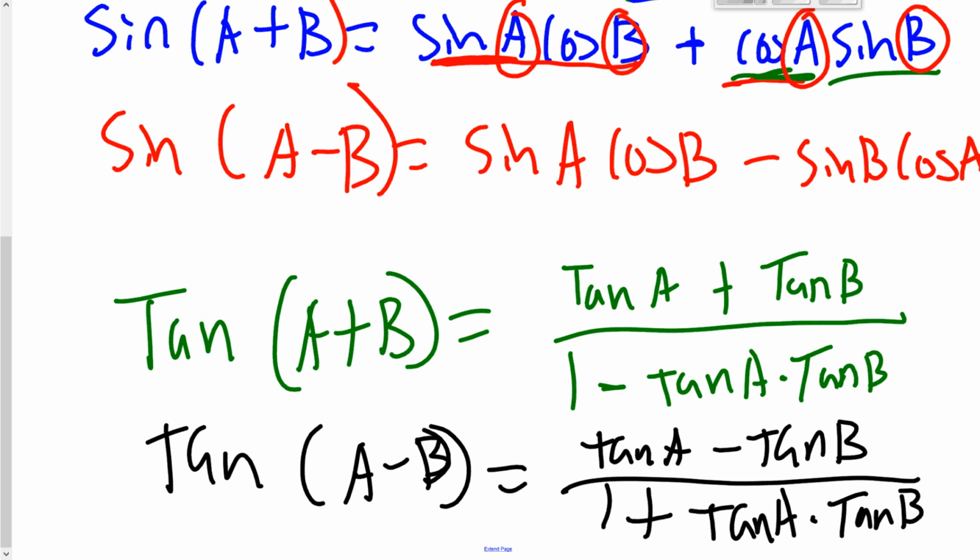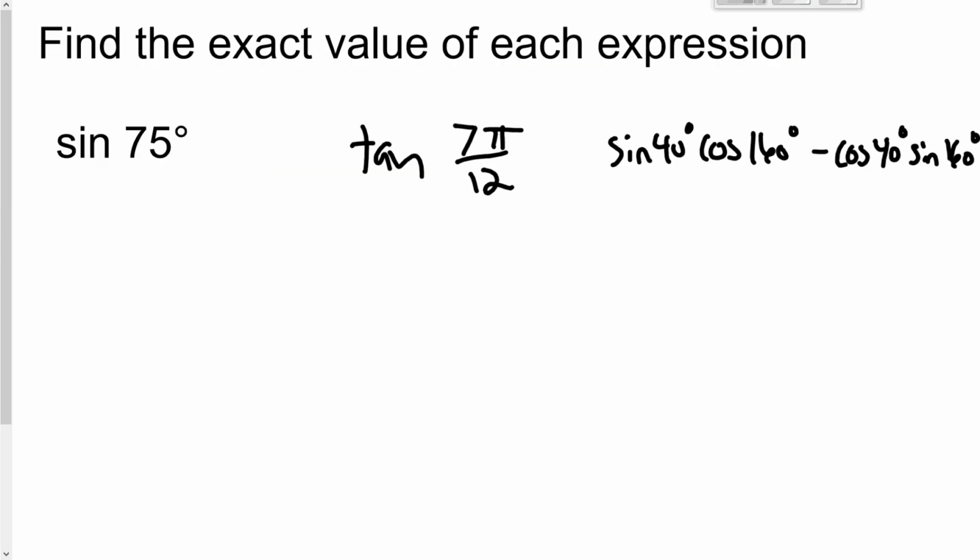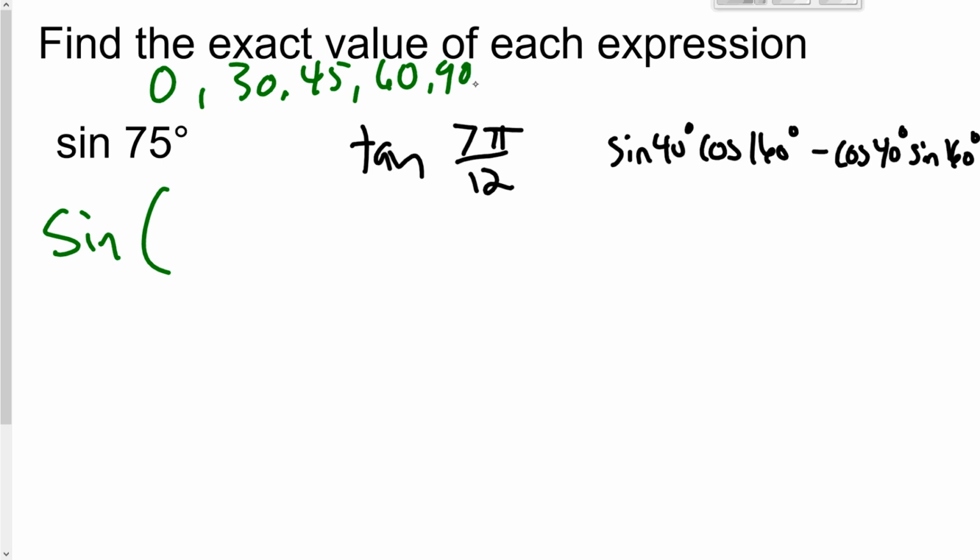So let's go ahead and practice a couple examples. So here we're doing sine of 75, so we're asking ourselves what two angles we know, right? 0, 30, 45, 60, and 90. And it would keep on going, right? You could do 120 and 135, 150, 180, and so on all the way around the unit circle. But we don't know 75, but we do know 45 plus 30, because that equals 75.